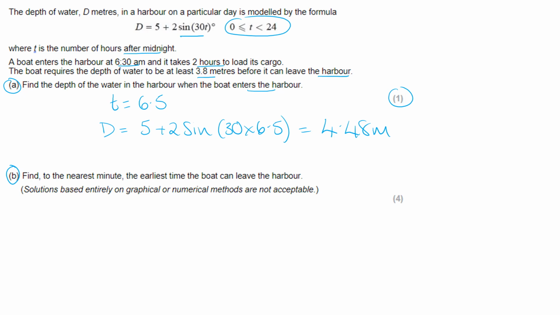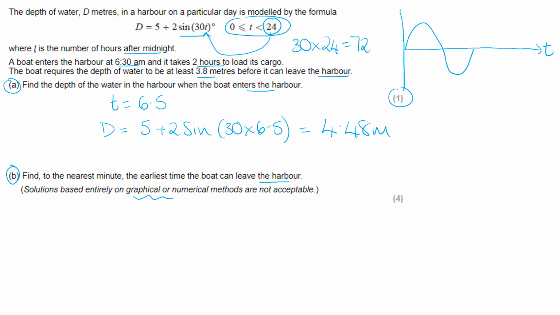In part B, it's a bit more tricky, and it does say that you shouldn't base your answers purely on graphical methods. It's asking us to find, to the nearest minute, the earliest time the boat can leave the harbour. But it is a good idea just to get your head round what is going on with the sine graph and how this relates to the depth of the water. So if we put T on our axes instead of x, we're using the sine graph. So there's the sine graph in one period. Now if we put 24 here as T and do 30 times 24, that gives us 720.